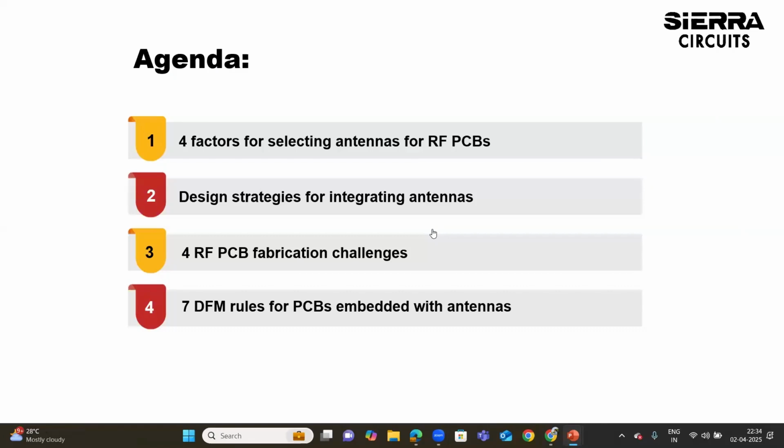So this is the agenda for today, and we'll be going into all of these one by one.